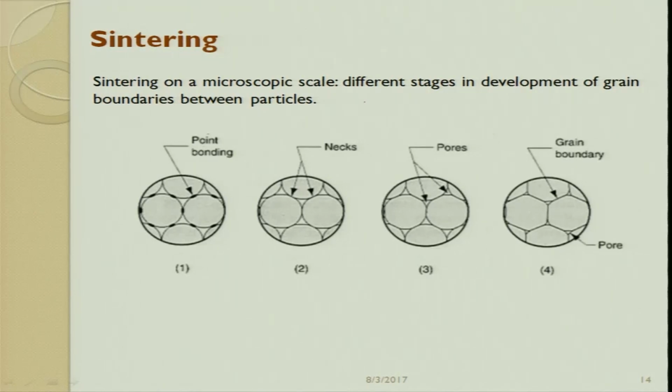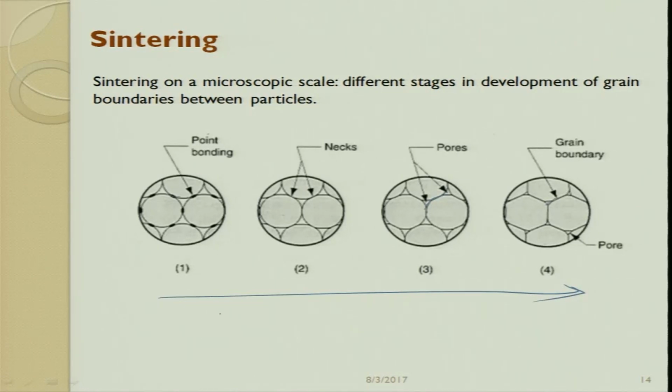The different stages are: first you will have point bonding happening, and then this point tries to grow and becomes a neck. When this neck starts growing, the pores get shrunk, and at the next stage a grain boundary gets formed along the particle grain size, so that the pore size goes much smaller. Generally these are the four stages involved in the sintering process.